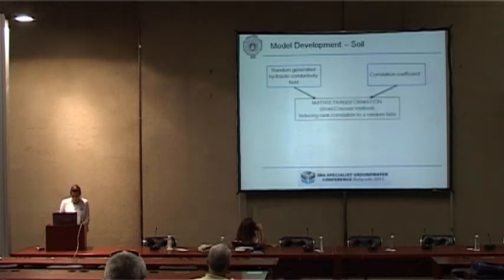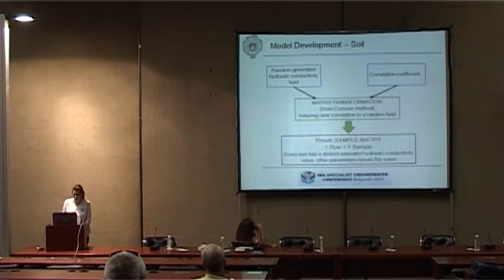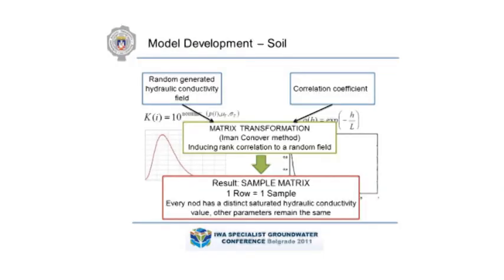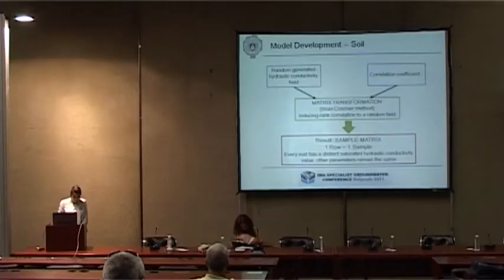Now, having these two, we use the Iman-Conover method to induce the correlation to a random field, and finally to get what we wanted, that is a heterogeneous sample. Well, actually, we get a lot of samples, which we then use in Monte Carlo simulations to evaluate the result of each of them.